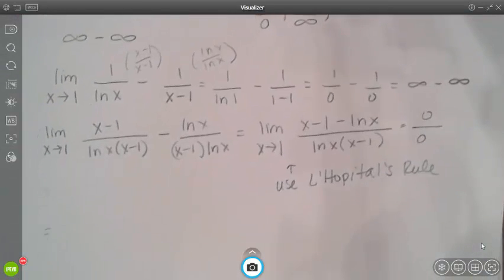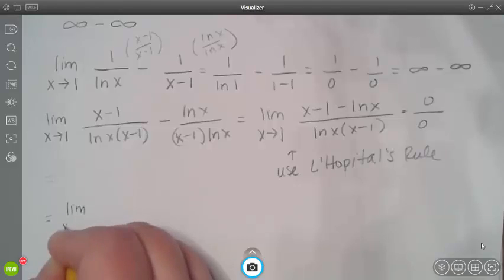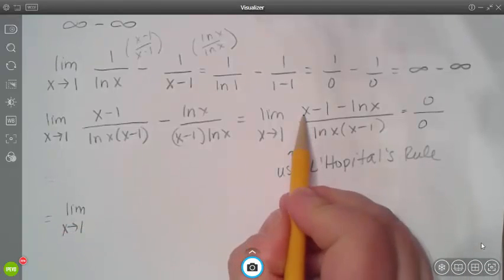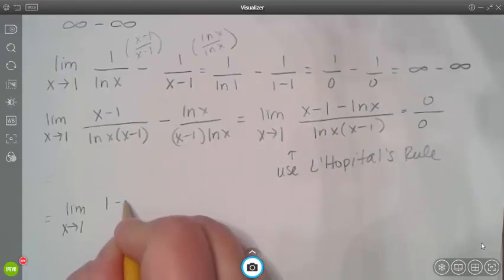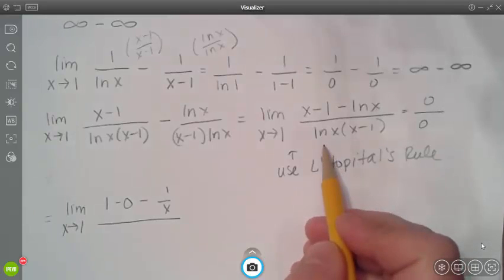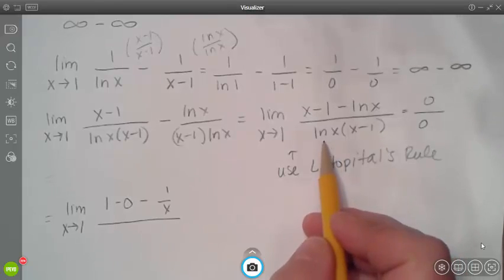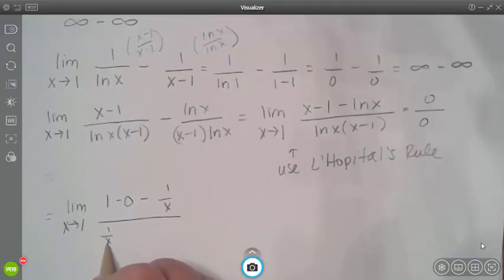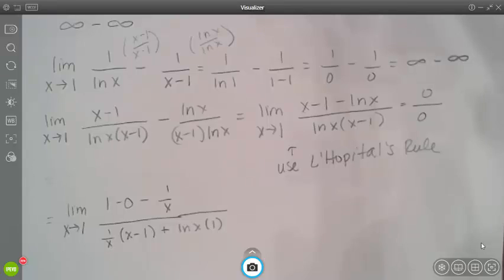So when I use L'Hopital's rule, I'm going to take the derivative of the top. So I have my limit as x approaches 1. Derivative of x is 1. Derivative of 1 is 0. Derivative of the natural log of x is 1 over x, over this denominator. I am going to have to use the product rule. So I have the derivative of the first, which is 1 over x, times the second, plus the first times the derivative of the second.